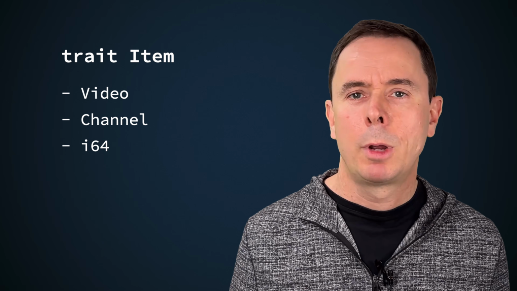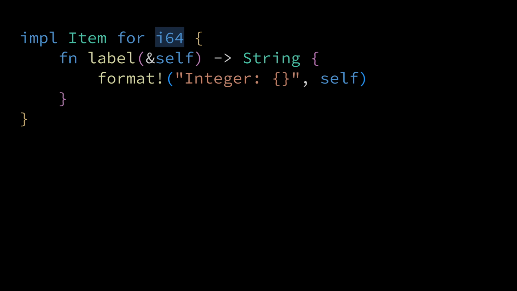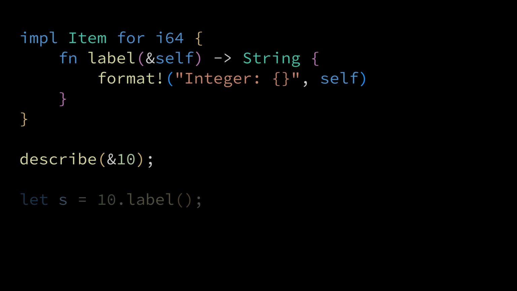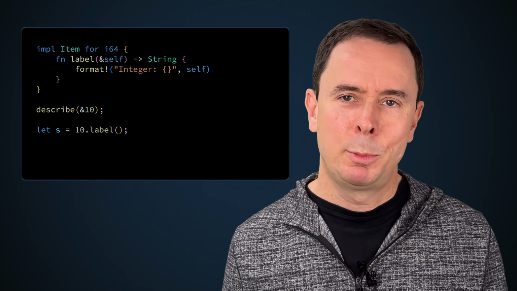Let's say we want to store integers as items. I don't have to create a new struct to hold an integer, I can just implement the Item trait for an existing type. So I can say impl Item for i64, and in the body of the label method I say it's an integer and the value is just self. That means I can call the describe function with a reference to an integer. And yes, taking a reference to a literal is perfectly valid. And if that wasn't strange enough, I can now call the label method on any i64. So I can call 10.label and this returns a string. Cool, right? That sound you can hear is some people's heads exploding.